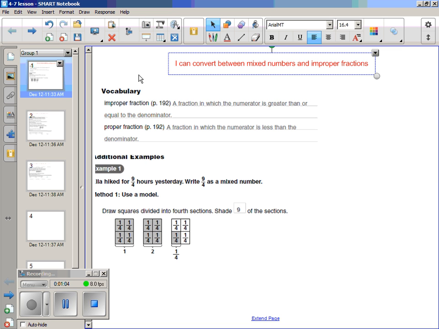All right. So an improper fraction. Without looking, I'm going to cover it up. See how I covered it up? What is an improper fraction? It's when the numerator is larger than the denominator. True or false? True. When the numerator is greater than the denominator, we have something that's called an improper fraction.